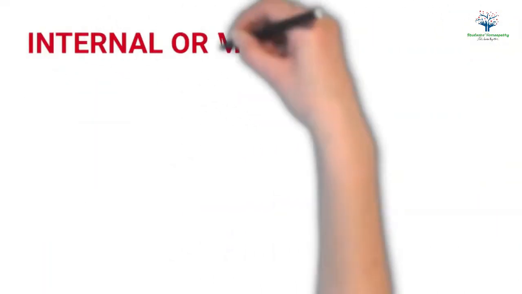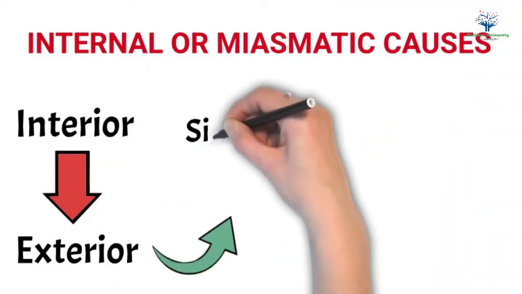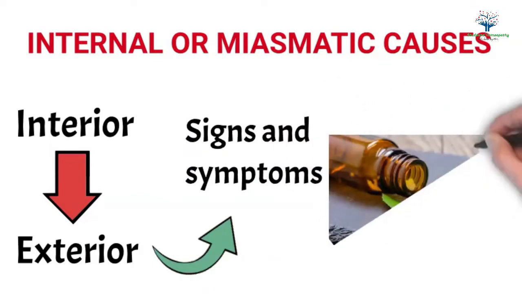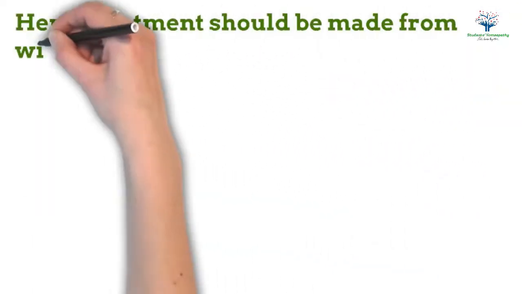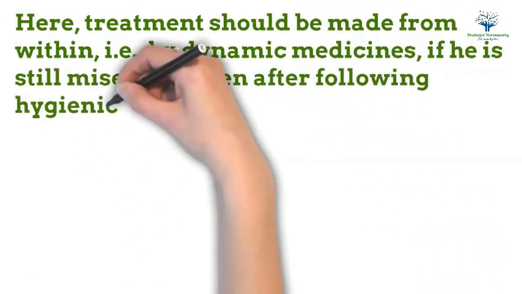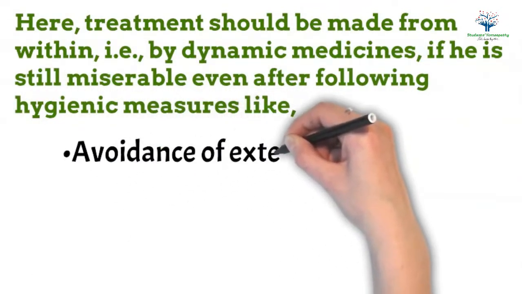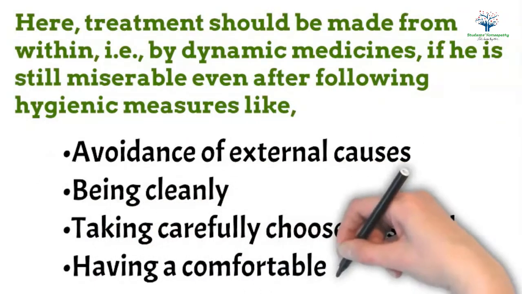Internal or miasmatic causes come from the interior to the exterior and manifest signs and symptoms. Here, the physician needs to prescribe medicine. Treatment should be made from within, that is, by dynamic medicines, if he is still miserable even after following the hygienic measures like avoidance of external causes, being cleanly, carefully choosing his food, and having a comfortable home.